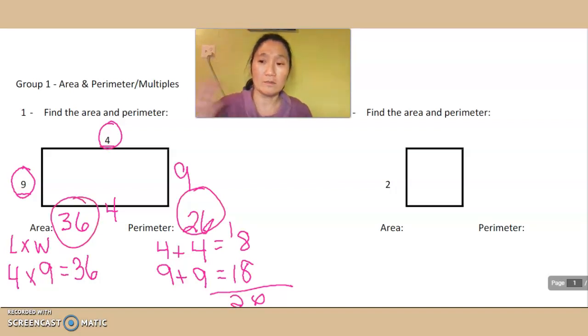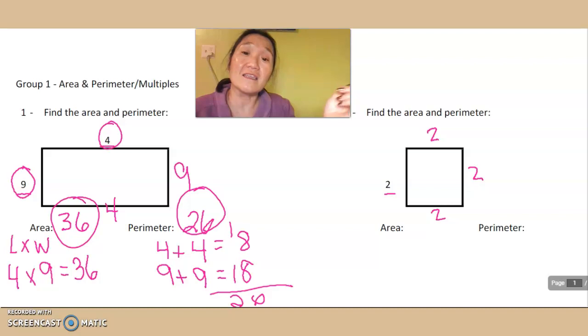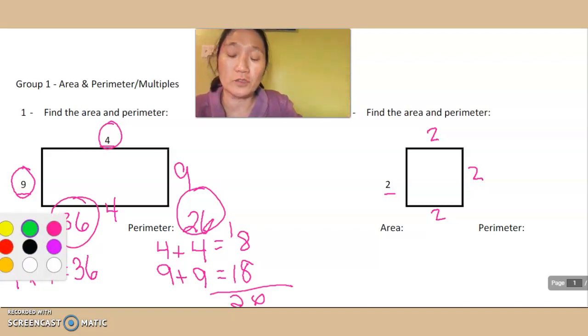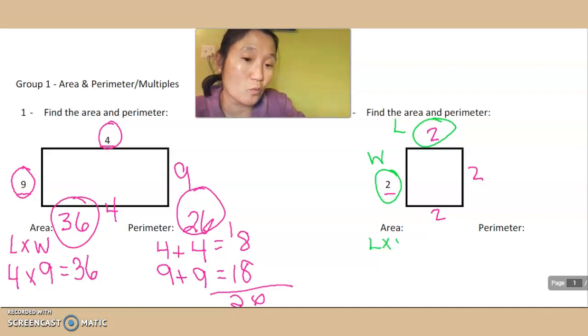Okay? So, now, looking at area here. This is a perfect square, so I know all of my sides are going to be the same side. So 2 here, so that'll be 2, 2, and 2. Now to find the area, I need to multiply the length and width. So length and width. So I need to multiply length times width. And that will be 2 times 2, which equals 4. So my area is 4.